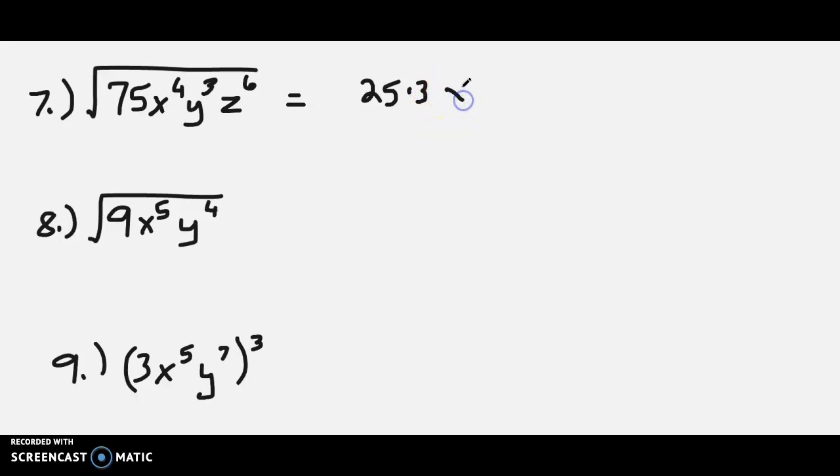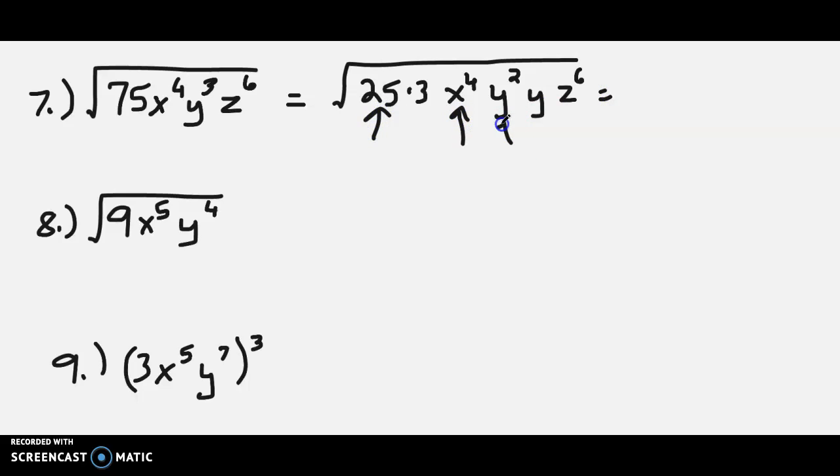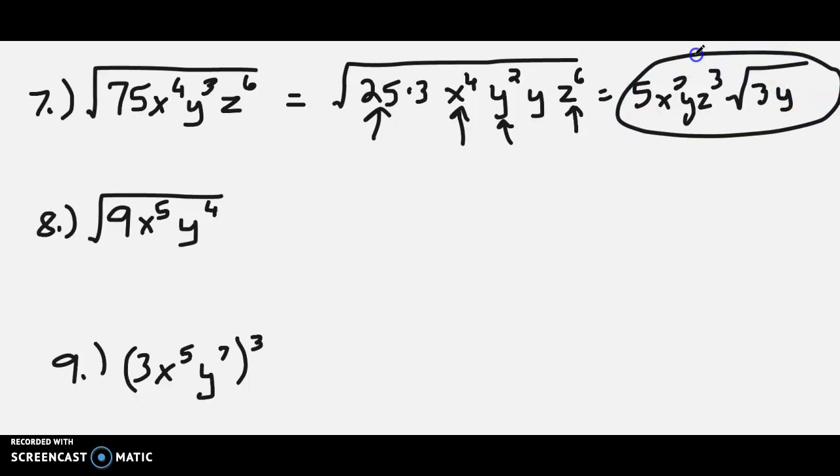X to the 4th is already a perfect square, even exponent. Y to the 3rd, we're going to turn that into y squared and y. Z to the 6th is already an even exponent, so we're good. We can take the square root of this, this, this, and this. So we'll have 5x squared y, z to the 3rd. And inside the radical is the stuff we didn't mess with, the 3 and the y. And there's our simplified answer.